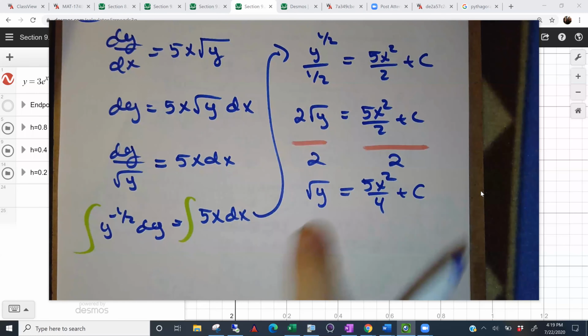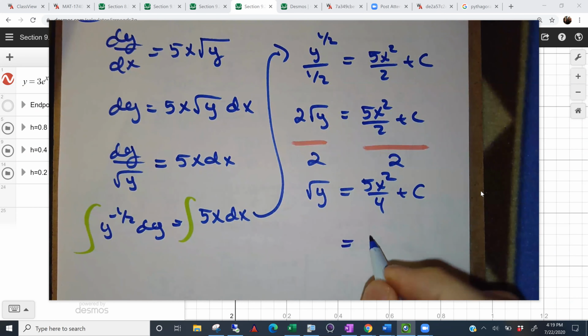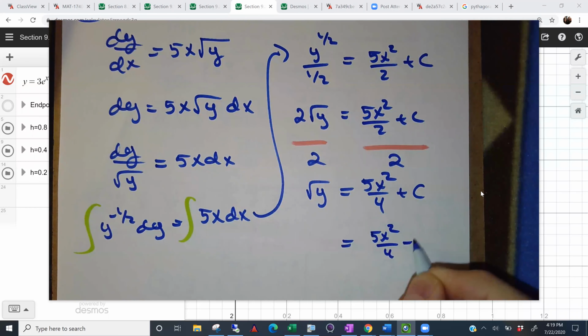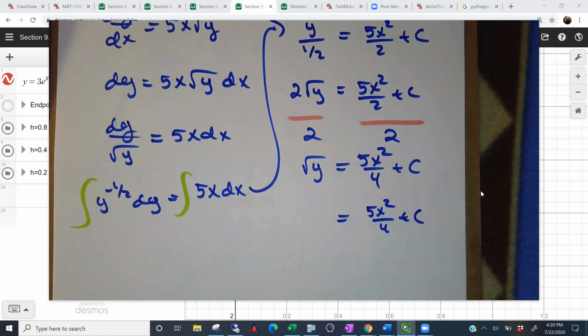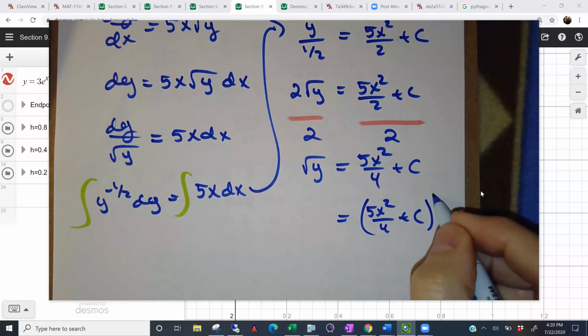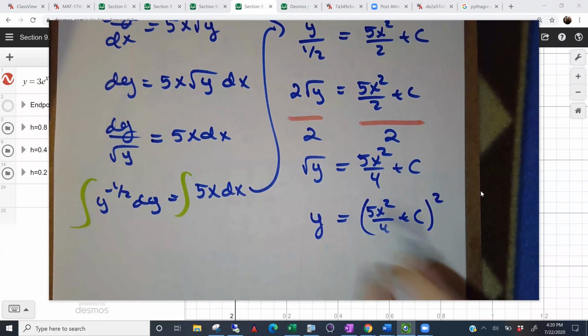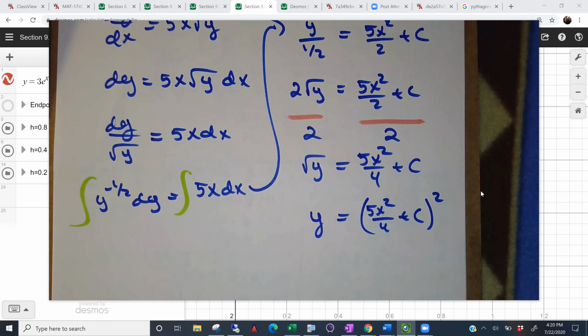What's the last thing I need to do to get y by itself? Square both sides. Thank you. Sounded like Alex. Square both sides. Yep. And there's your solution.